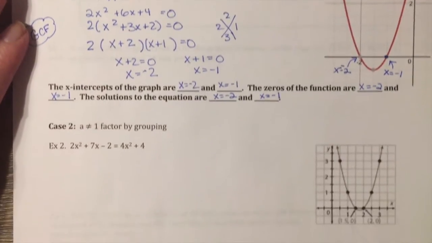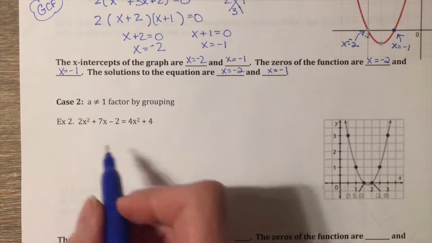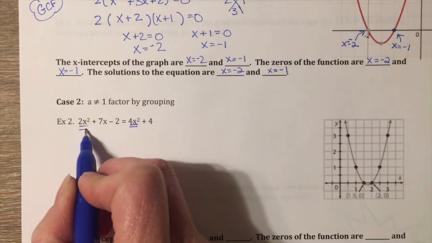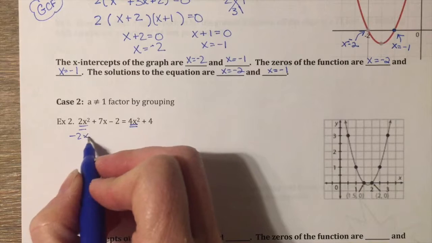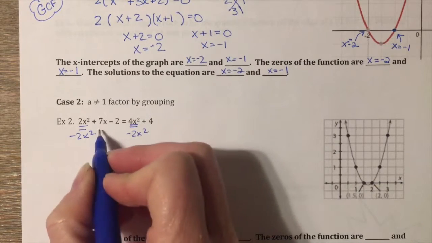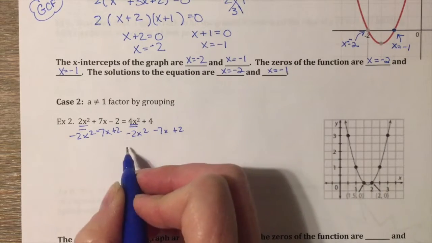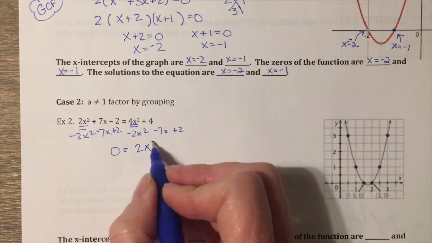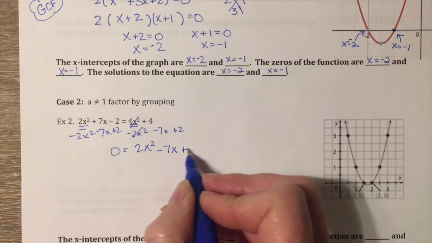So what happens when I can't factor out my a, when I don't have a GCF where I can do that? Let's take a look at this problem. I like to keep my squared term positive, so I'm going to subtract the 2x squared. I'm going to subtract the 7x, and finally I'm going to add the 2. And again, this is so I can get it set equal to 0, but it also keeps my x squared term positive. So I get 2x squared. There's nothing to combine the 7x with, so I get minus 7x plus 6.